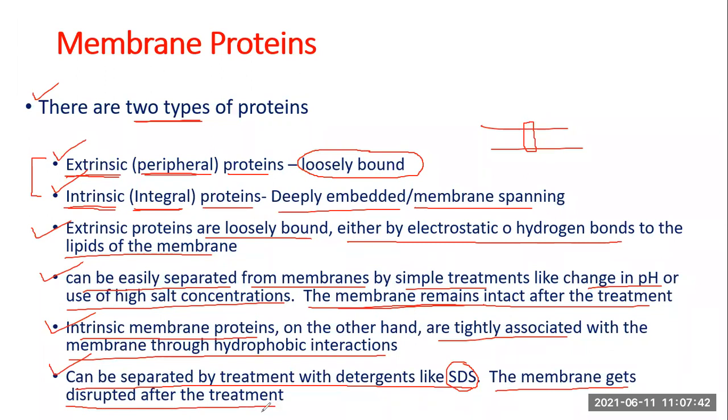So these are the basic or fundamental differences. You have to remember that extrinsic proteins are loosely bound, can be easily separated, and when they separate, the lipid bilayer remains intact. Intrinsic proteins, on the other hand, are deeply embedded and their interactions are hydrophobic in nature, and they can be separated only by treatments with biological detergents like SDS or Tween, and the membrane gets disrupted once the proteins get separated from the bilayer.